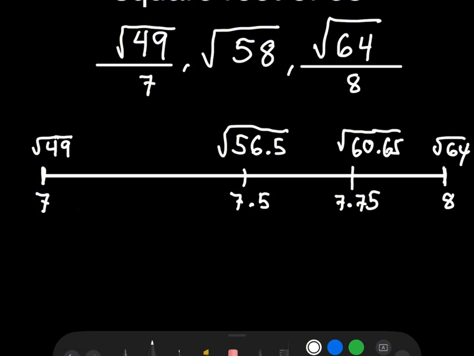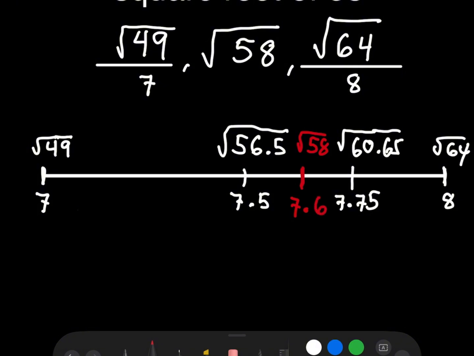You take the distance between 64 and 56.5, the middle between that is 60.65, or the square root of 60.65. And then as you can see, the middle between 56.5 and 60.65 is the square root of 58. So it's approximately between 7.5 and 7.75, which is 7.6.